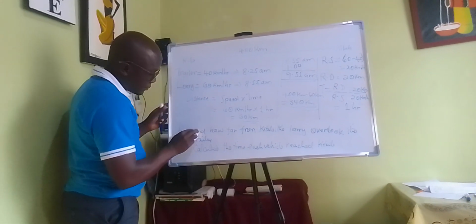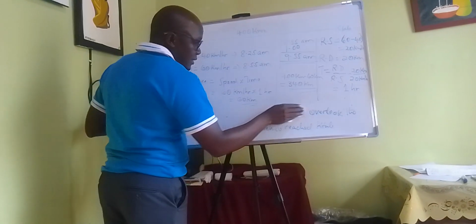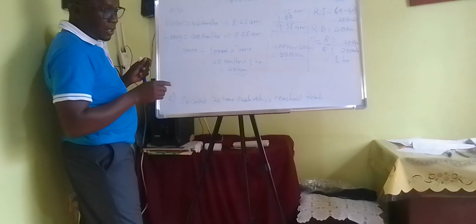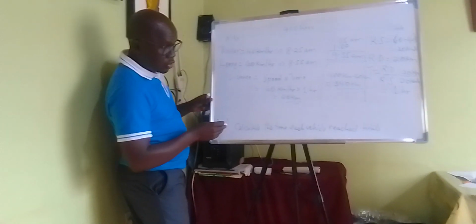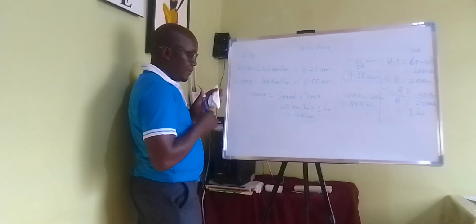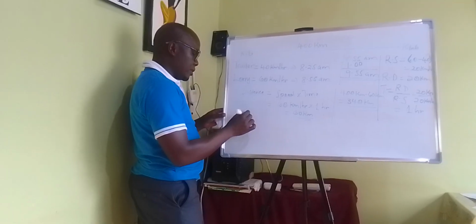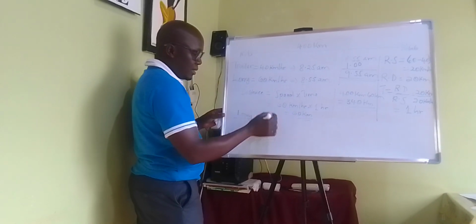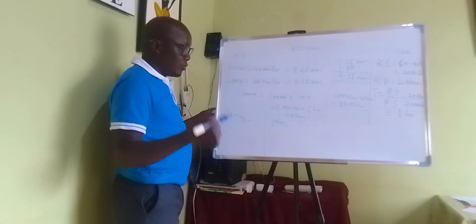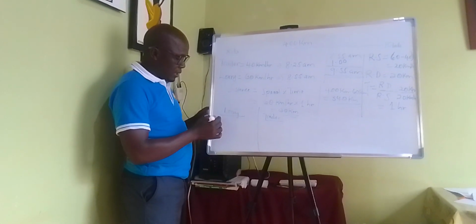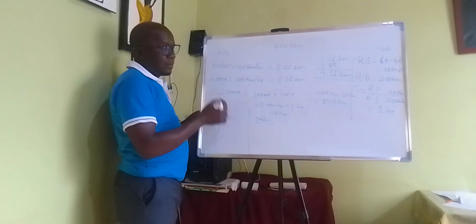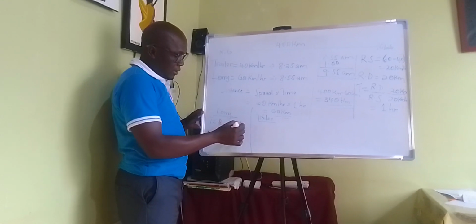Then lastly, we are asked to calculate the time each vehicle took to reach Kitale. Now we have the lorry on this end, and we have the trailer on the other end. How do you get time? Time is distance over speed. The total distance from Nairobi to Kitale is 400 kilometers.